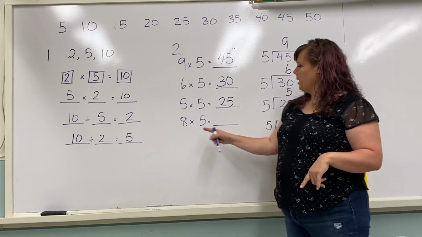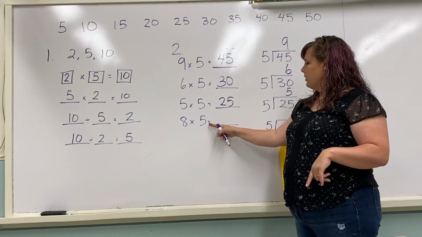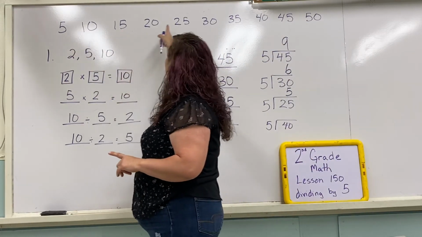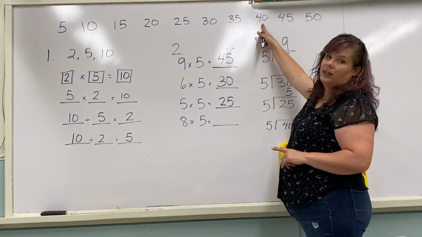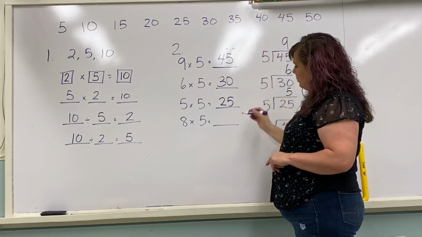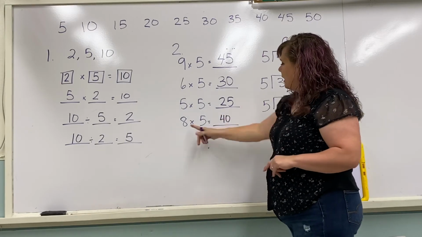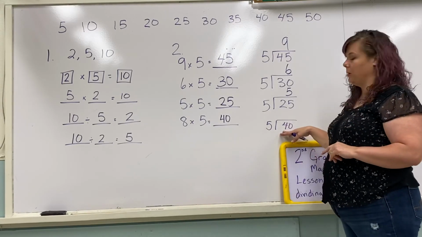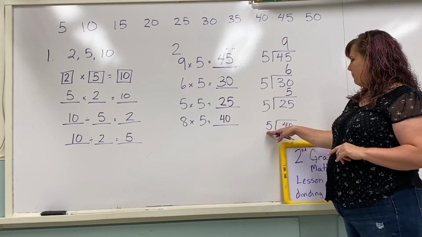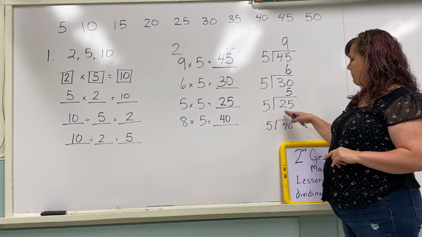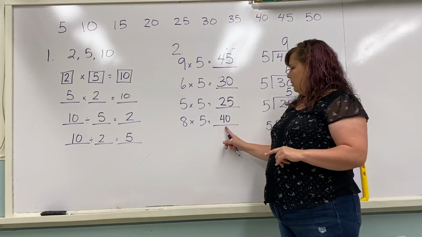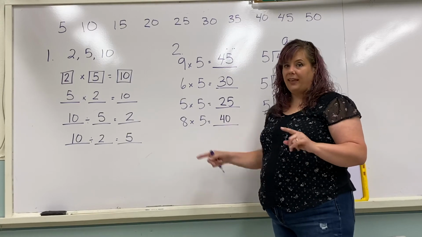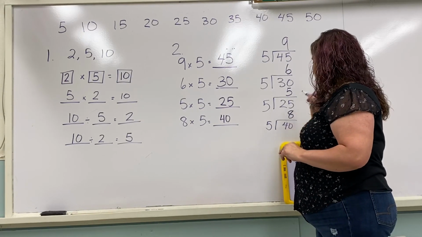Okay, last one. We've got 8 times 5 equals what? Okay, let's count by 5s 8 times. 1, 2, 3, 4, 5, 6, 7, 8. What number did we land on? Yes, 40. 8 times 5 equals 40. Now we're going to come over here to our division problem. We have 40 divided by 5 equals what? How many times do we count by 5 to get 40? Do our multiplication backwards. 40 divided by 5 equals, the answer is 8. Good job.